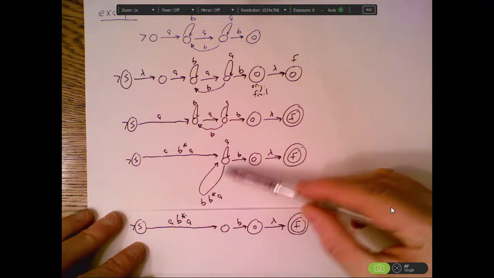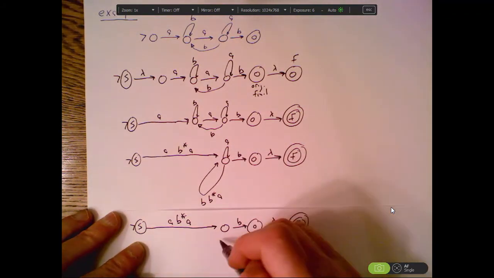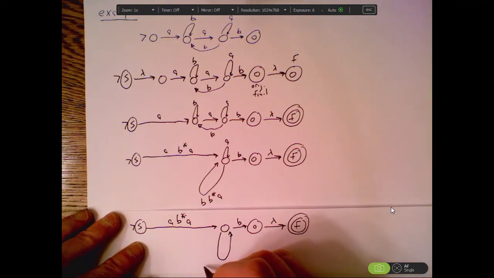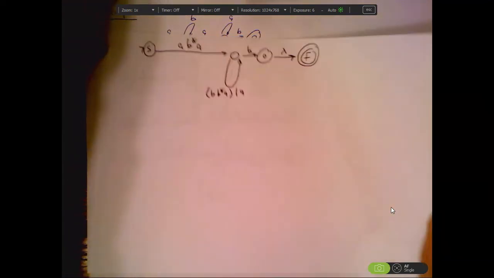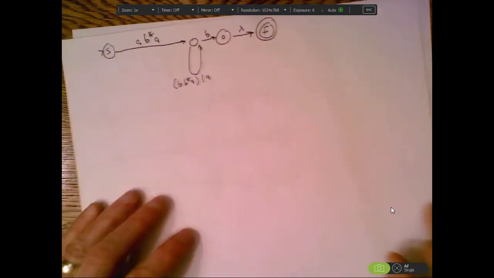And I want to combine these two arcs together, using alternation, of course. So this is still a self loop, but now it's got two cases, B star, A, or A. Okay. All right, let's continue from there now. I'm going to get rid of this state next.